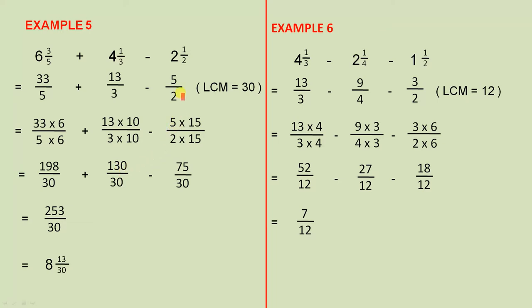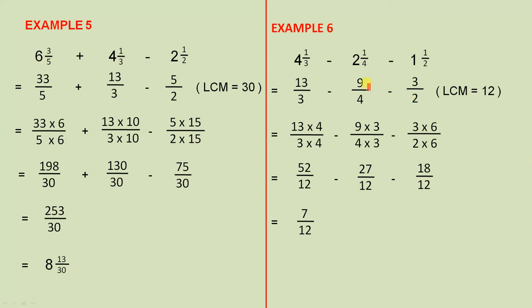And for that denominator to be 30, multiply top and bottom by 15. We've done that here, and that gives us 75 over 30. When we simplify those three fractions there, we get 253 over 30, which gives us 8 and 13 over 30.